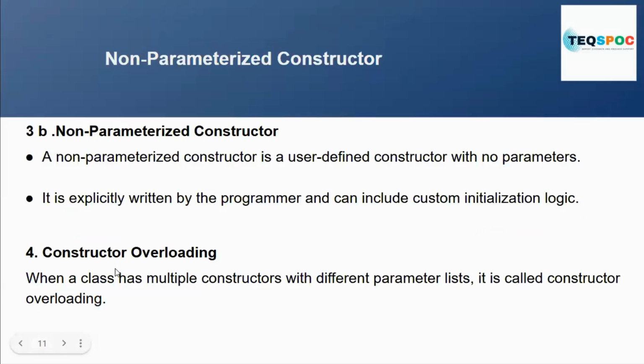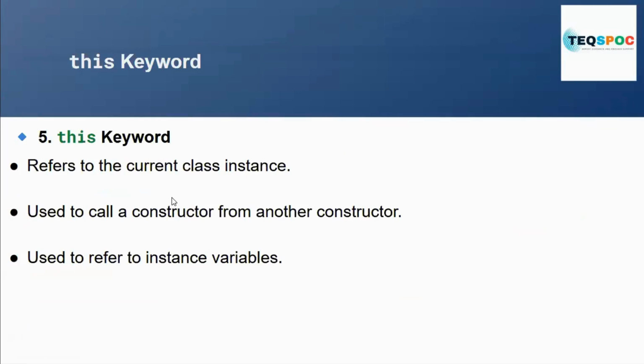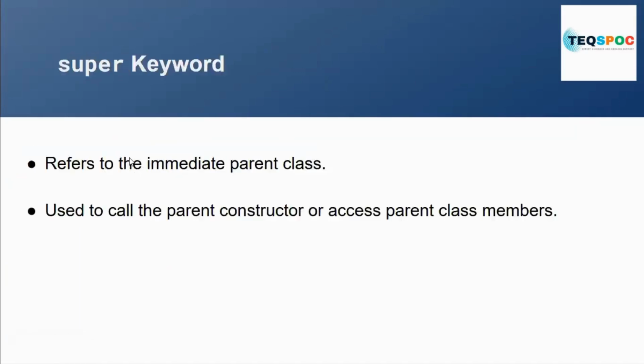Okay, constructor overloading we have seen just now. Now the this keyword. Okay, one more interview point of view. This keyword and super keyword we will study in this session. So what is basically the this keyword? First definition: this keyword refers to the current class, used to call a constructor from another constructor. With the help of this keyword, we can call one constructor from another constructor, and it is used to refer to the instance variable.